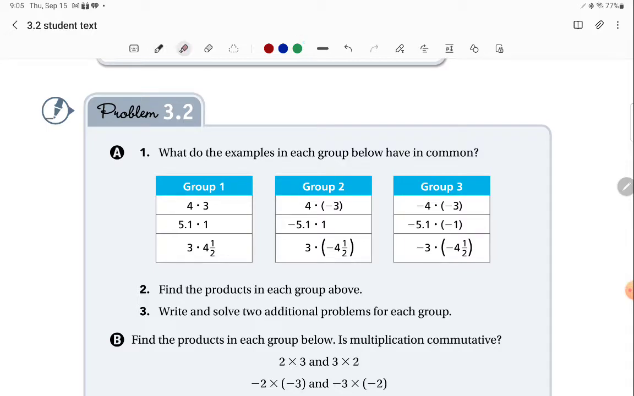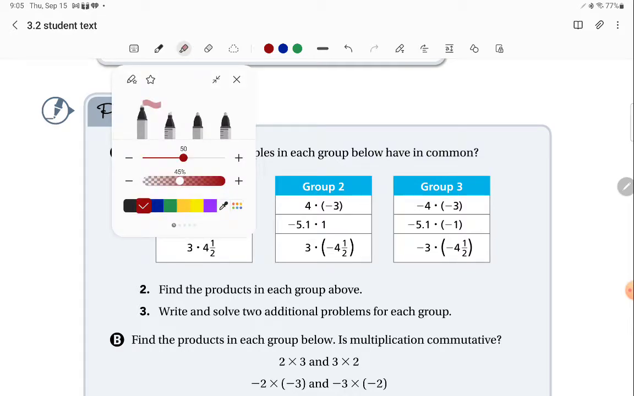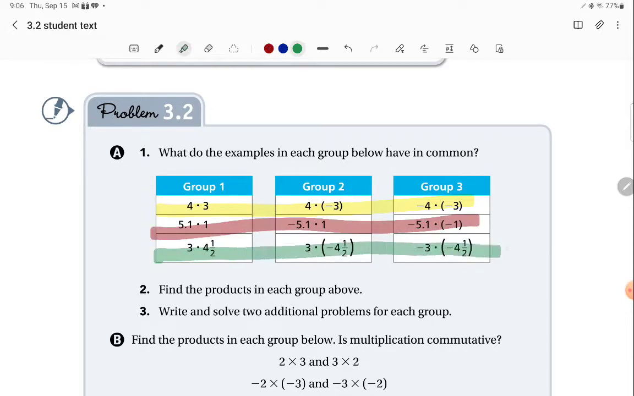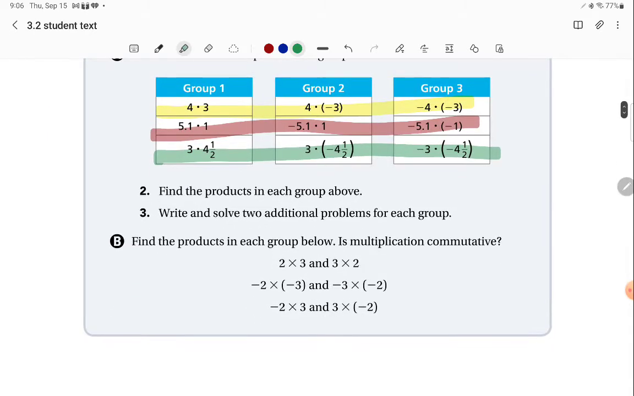All right. So most commonly, students are going to see that the rows have more in common, like these rows. You have that row, then you have this row with the 5.1 times 1, and then the last row with the 3 times negative 4.5. And you notice the only things that are different on those rows are that in group 1 they're all positive, group 2 there's 1 negative, and group 3 there's 2 negatives.